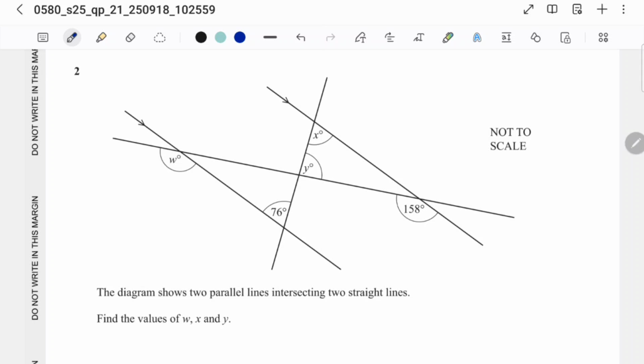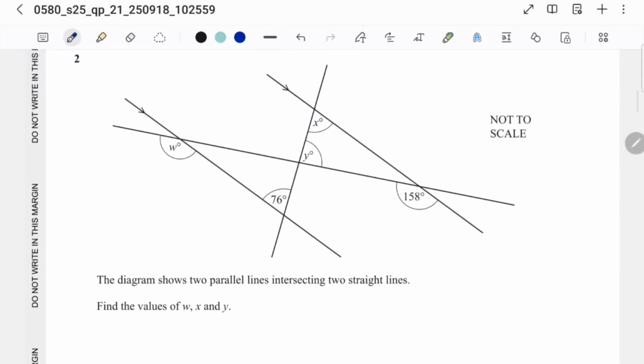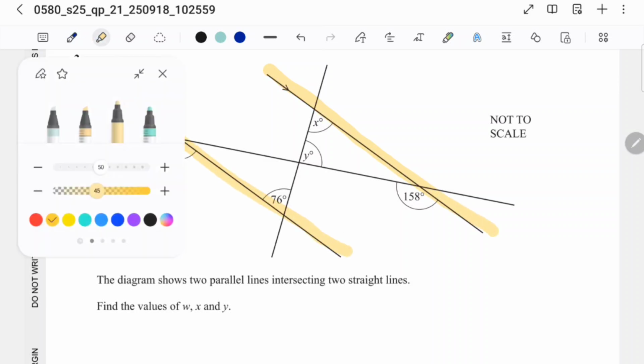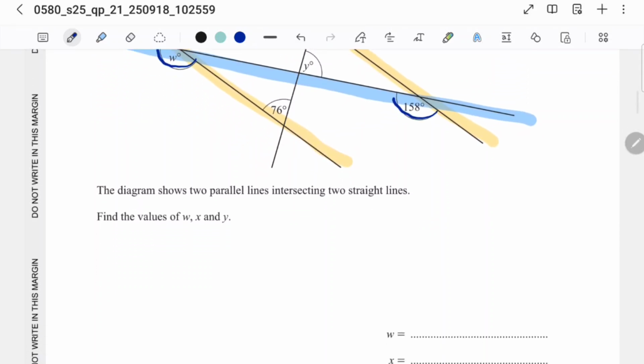The diagram shows two parallel lines intersecting two straight lines. Find the value of w, x and y. The question is of 4 marks and we have to find out 3 unknowns. Let's see what is w. For w, you can see we have this parallel line and the other one is your transversal line. We can see that 158 is below the line and w is also below the line. So w and 158 are corresponding angles, 158 degrees.